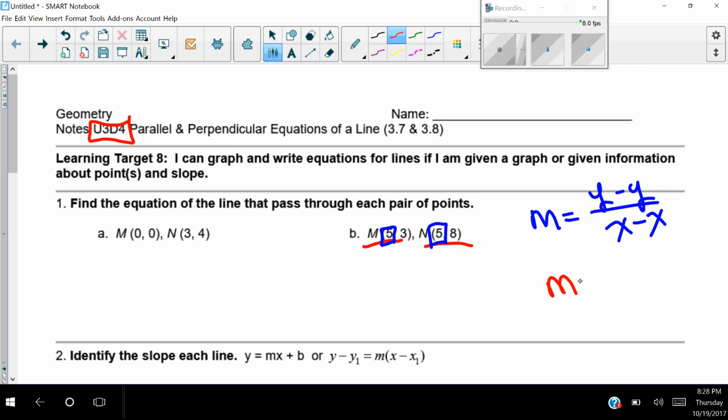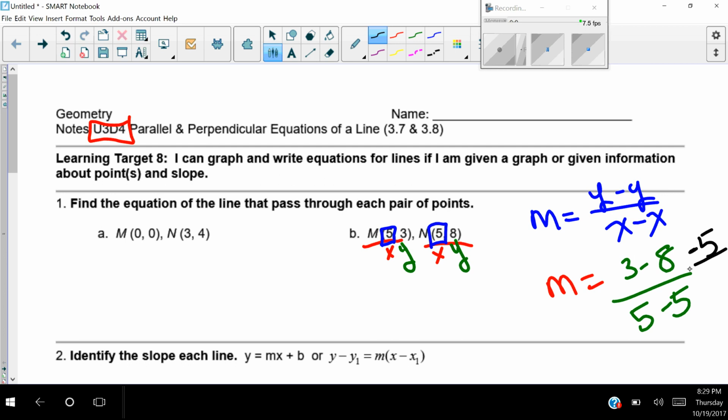You can have your other notes out that have that little cheat sheet on it. So your slope equals, remember your x's come first, and then your y's are second. It's alphabetical order. So your slope is 3 minus 8 divided by 5 minus 5. And 3 minus 8 is actually negative 5, and 5 minus 5 is 0.